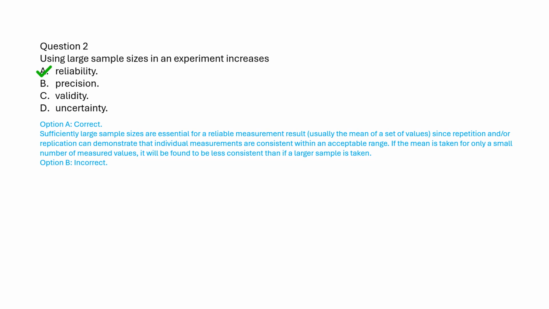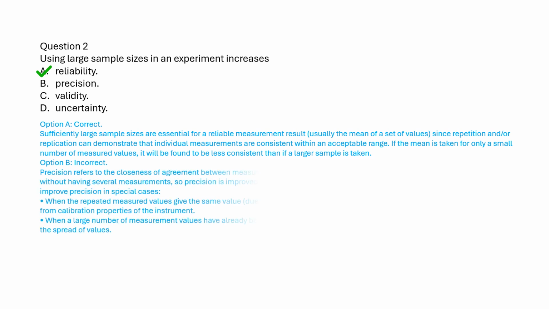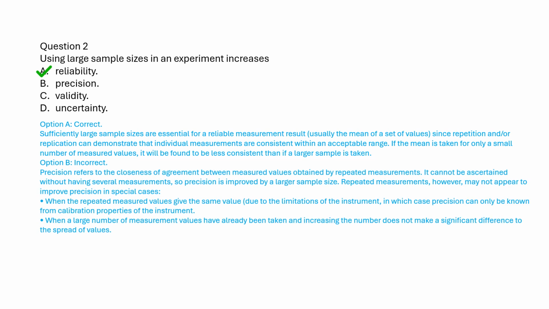Precision refers to the closeness of agreement between measured values obtained by repeated measurements. It cannot be ascertained without having several measurements, so precision is improved by a larger sample size. So, B is eliminated. A measurement is valid if it measures what it is supposed to be measuring and depends on both procedure and instrument. Validity may therefore not be affected by increasing the sample size due to a consistent flaw in the method or equipment used. So, C is eliminated.